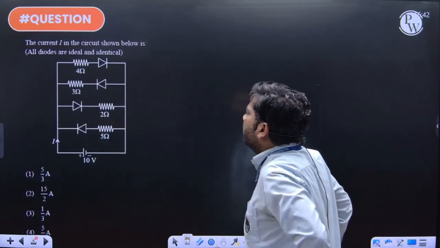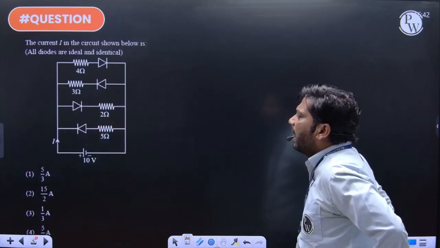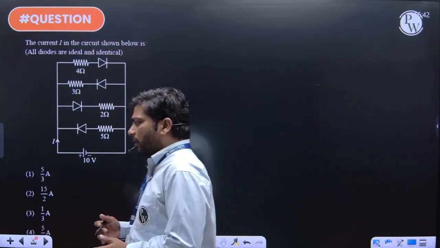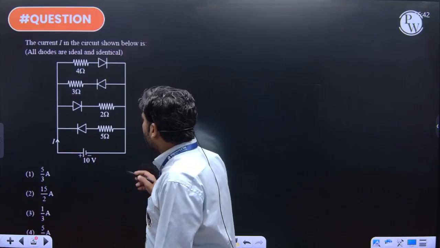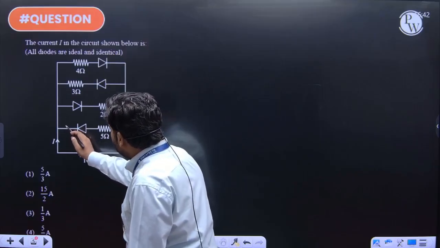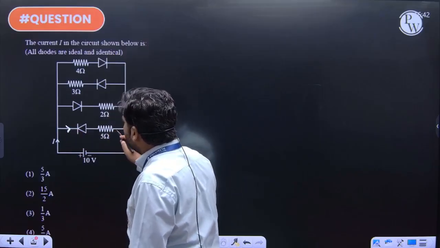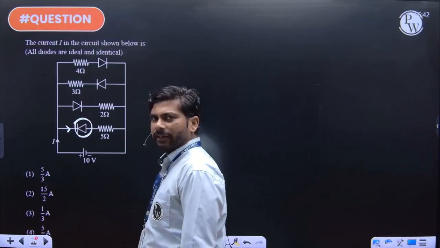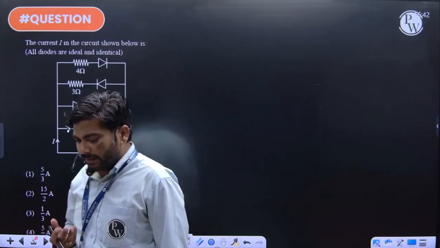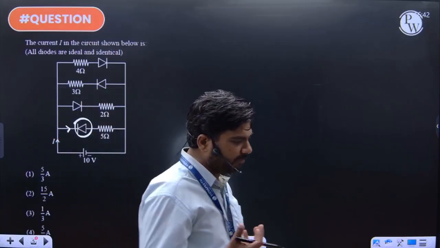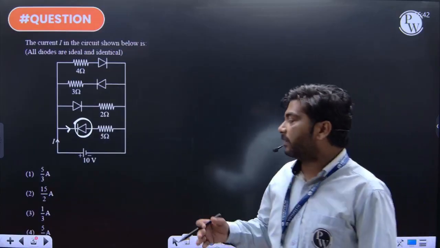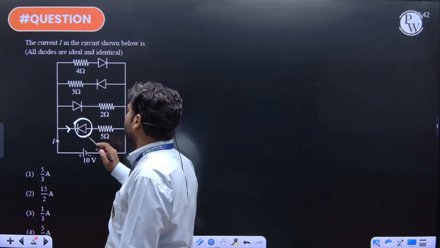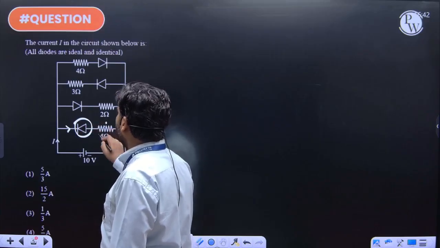The current I in the circuit shown below is, you have to find out the current I in the circuit. Means how much current is coming out from the battery. See, if current is flowing here, is it possible that current will go through this path? No, it is not possible. Why? Because this diode is reverse bias. In case of reverse bias, diode is considered to be providing infinite resistance if it is not crossing that breakdown voltage. So definitely there is no current flowing through this branch.